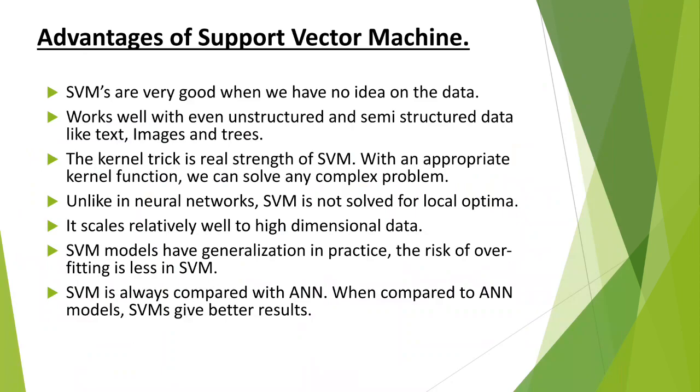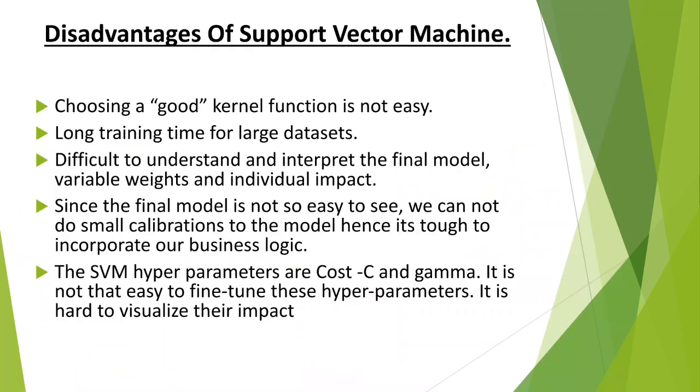Unlike in neural networks, SVM is not solved for local optima. It scales relatively well to high-dimensional data. SVM models have generalization in practice. The risk of overfitting is less in SVM. SVM is always compared with ANN. When compared to ANN model, SVM gives better results.